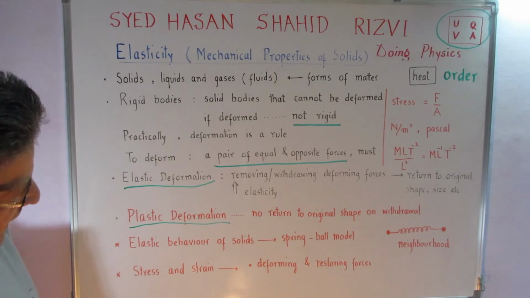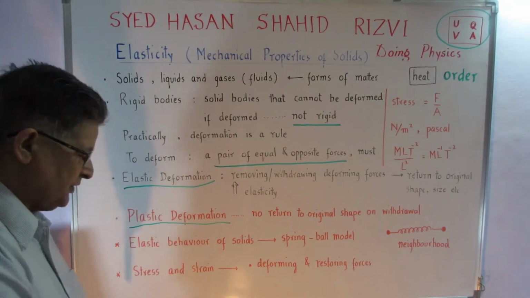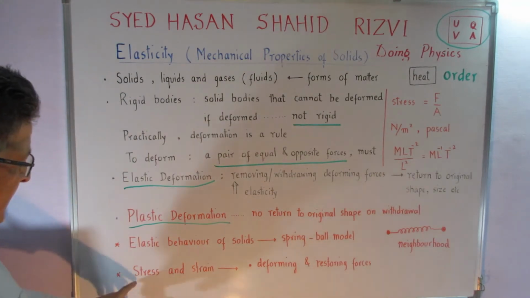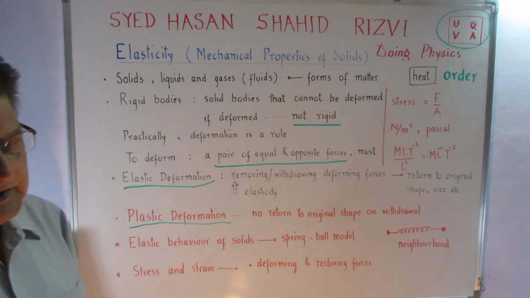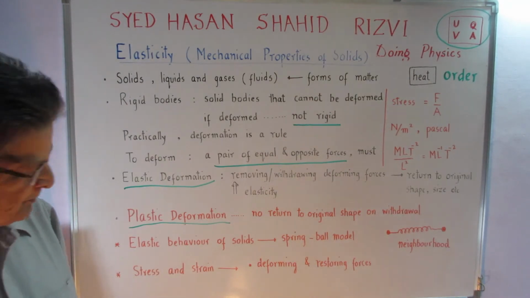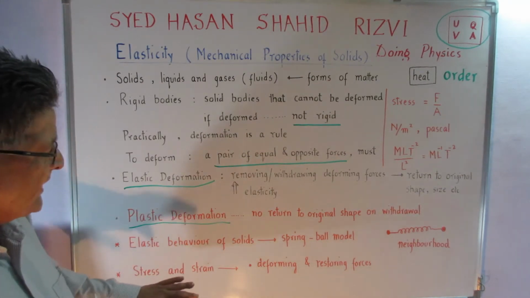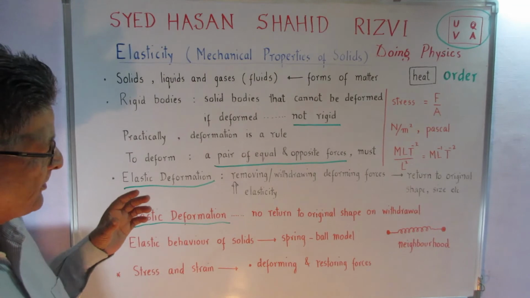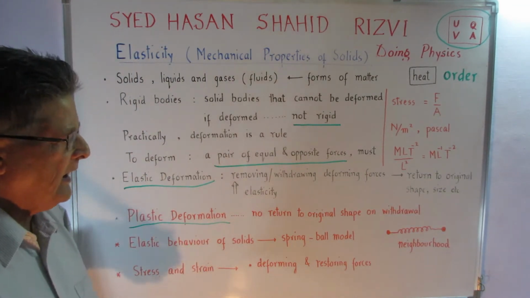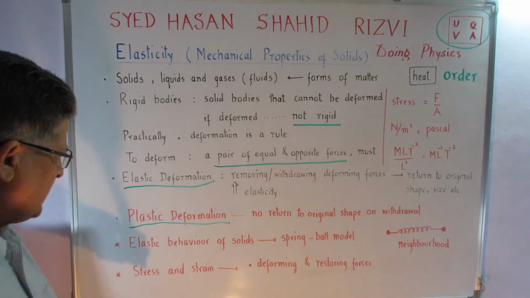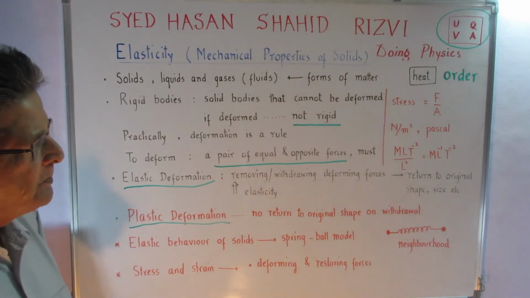Now, there are two things. If we apply the pair of forces, what results is a stress, deforming stress and restoring stress. The stress I will define later on, and then there is a strain. When the de-shaping and deformation takes place, then there is something called a strain. And stress and strain have to be studied and defined properly.